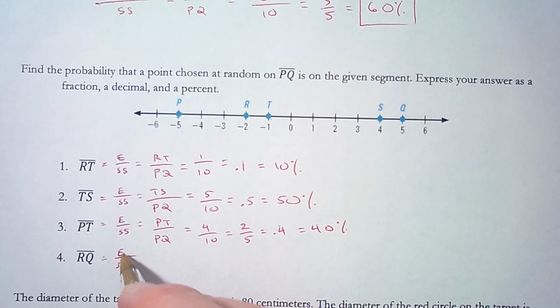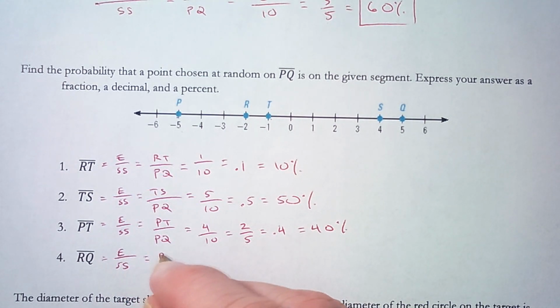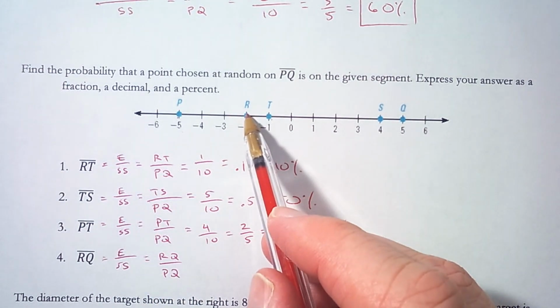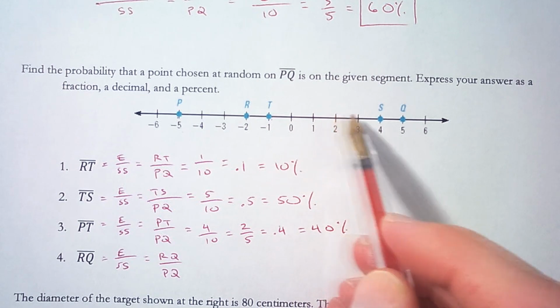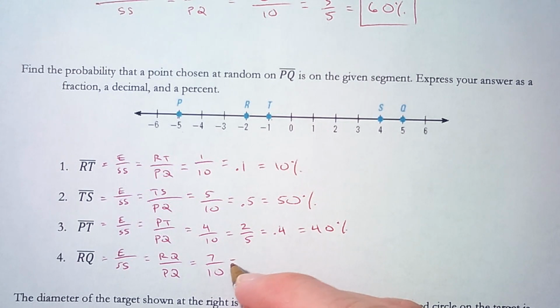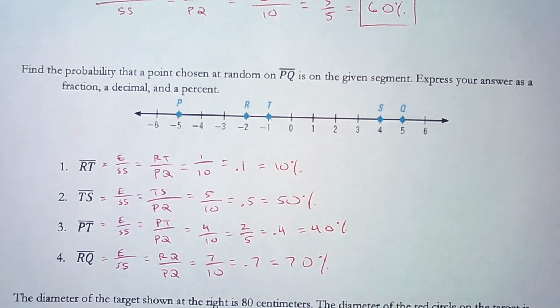And then for segment RQ, event over sample space is the length of segment RQ over the length of segment PQ. RQ is 1, 2, 3, 4, 5, 6, 7. PQ is 10, so that's 7 over 10, or 0.7, and move that decimal 2 places, and we get 70%.